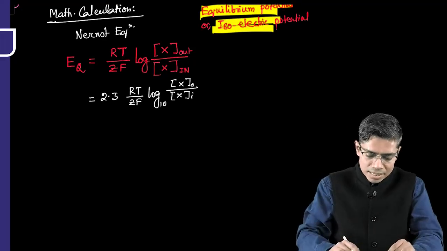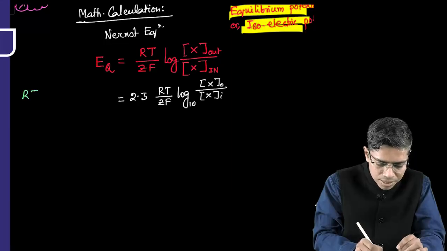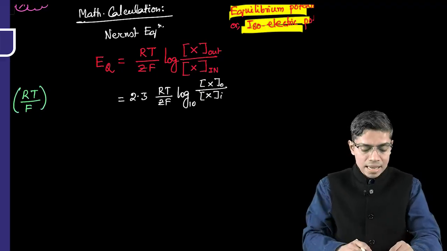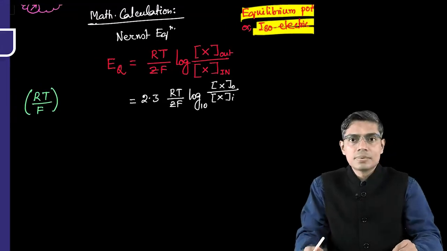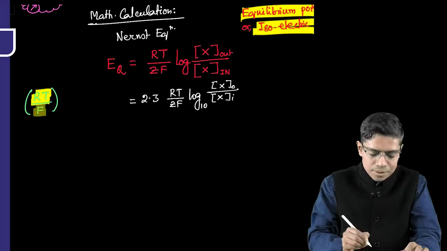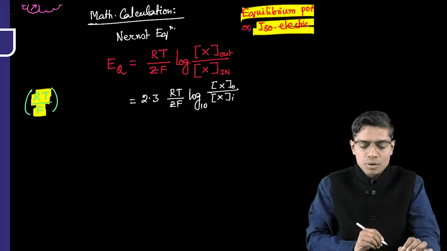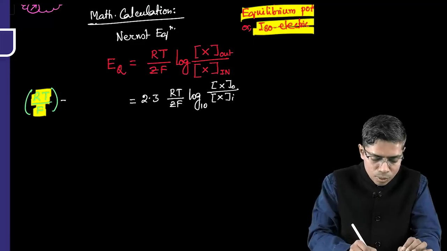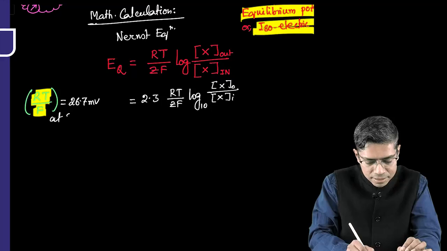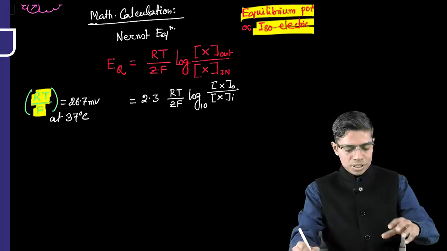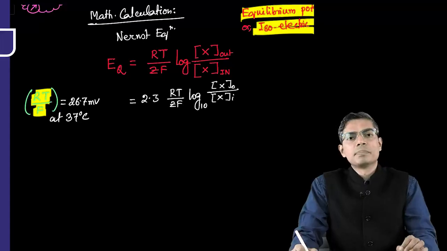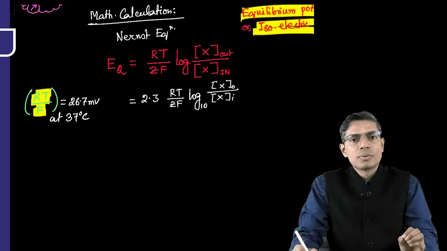Now this R, T and F, this RT upon F, this whole fraction is a constant. R is the gas constant, T is the absolute temperature, and F is the Faraday constant. We don't have to understand all these things. This is basically core physics, but we have to remember that this is a constant, and the value of this constant is 26.7 millivolt at 37 degree centigrade temperature. So what is the value of this constant RT upon F? That is 26.7 millivolt at 37 degree centigrade, that is the core body temperature.